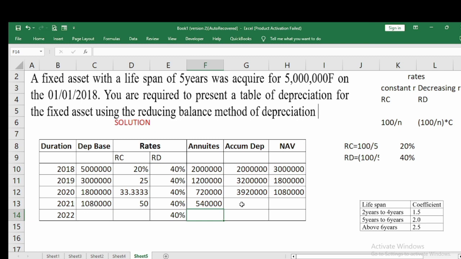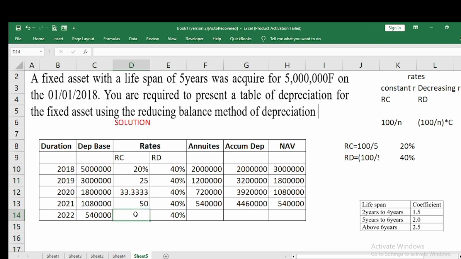We are going to have 540,000. So our accumulated depreciation will be this plus this of 4,460,000, and then our net accounting value will be equal to OV minus the accumulated depreciation, which will be 540,000. Awesome. So our amount at the end of the period here will also be transferred to year five, the fifth year, right?